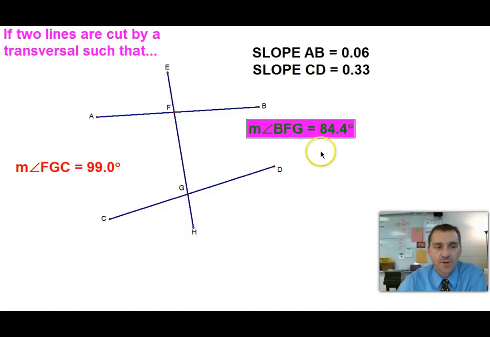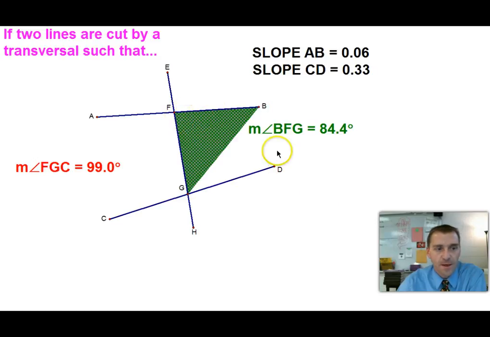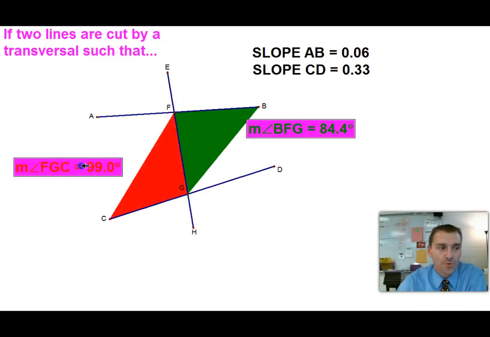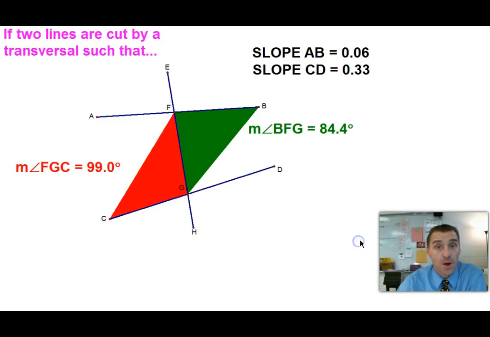Now here's the scoop. If you look at angle BFG, I'll highlight it for you. That's this angle in there. That is nothing more than an interior angle. And if I look at FGC that I have labeled here already, it says 99 degrees. FGC is the angle here. So those 2 angles are by definition alternate interior angles. And what I want you to notice is these 2 alternate interior angles are not congruent.